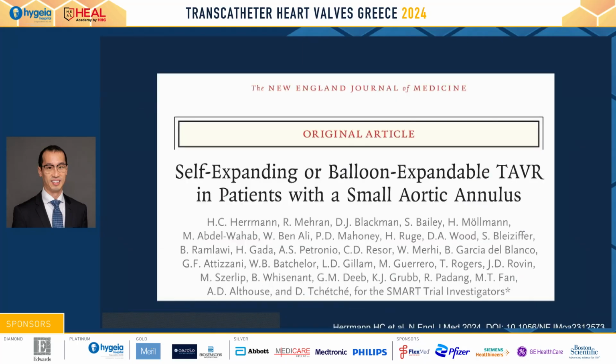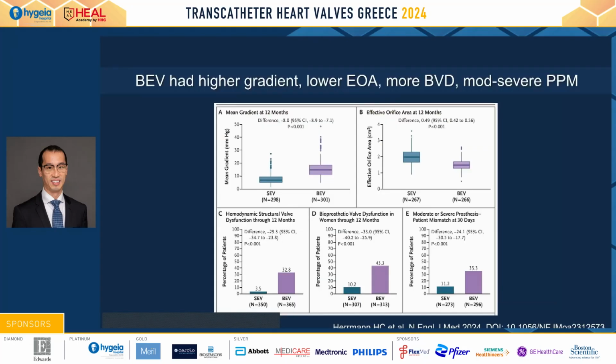Now this New England Journal paper just published on the SMART trial looked at the self-expanding supra-annular Evolut valve versus the SAPIEN 3 valve with Ultra in small annuli, showing that indeed the supra-annular self-expanding valve has some benefits. And in this particular study, the balloon expandable valve did have higher gradient, lower EOA, more paraprosthetic valve dysfunction, and more moderate-severe PPM versus the Evolut platform.